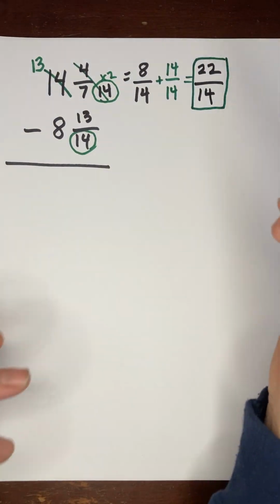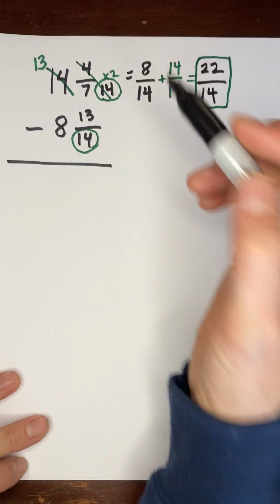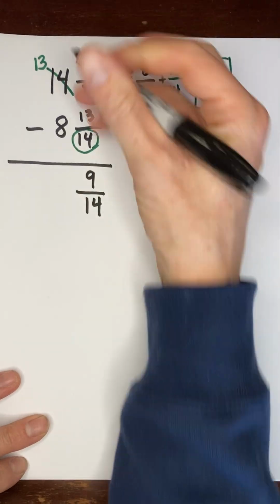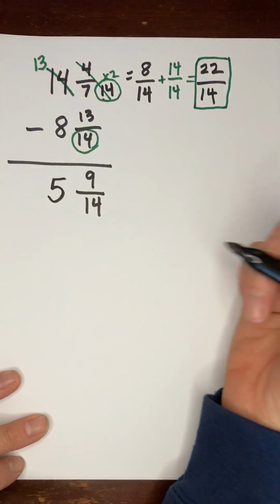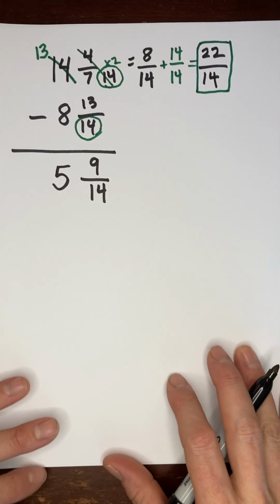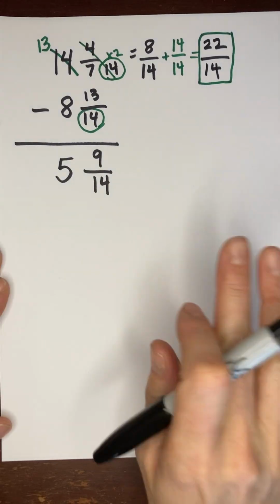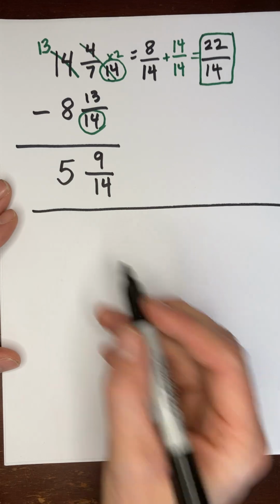Okay, now we can finally subtract. All right, 22 minus 13 is 9. My denominator is 14. 13 minus 8 is 5. So my answer is 5 and 9/14. And this cannot be reduced any further. Okay, let's go ahead and do one more problem together. Go ahead and try this with me if you can.